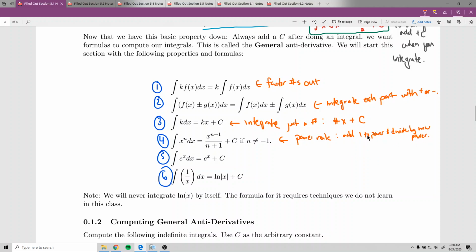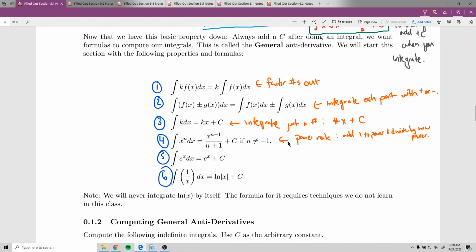Right. Now that's very similar to our power rule, but in reverse for the derivatives. For the derivatives, we multiplied by the original power, and then we subtracted 1 from the power. To reverse that, we have to also do them in reverse order. We add 1 to the power and then divide by that new power.